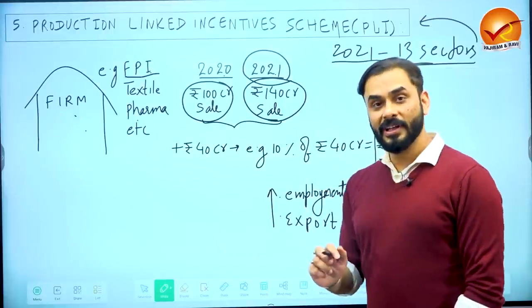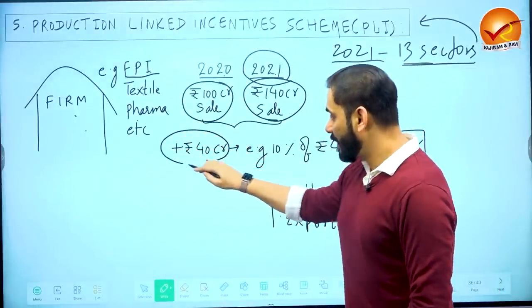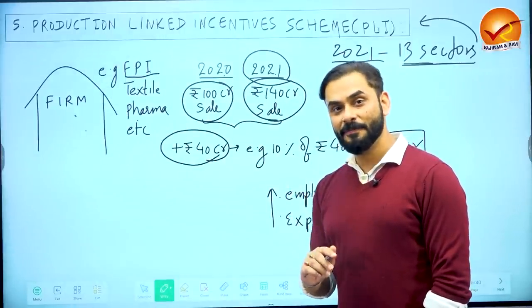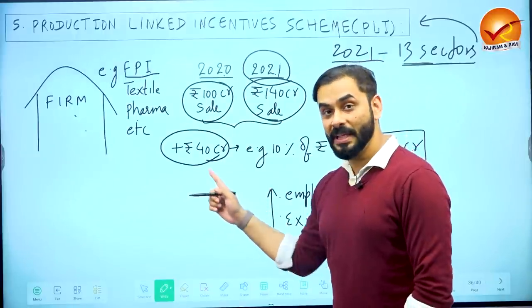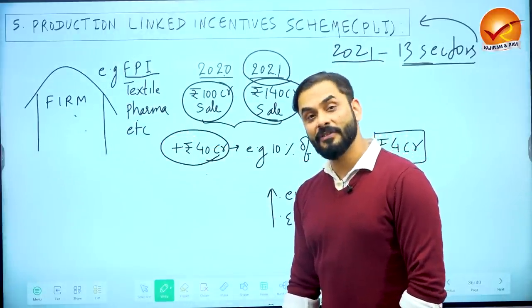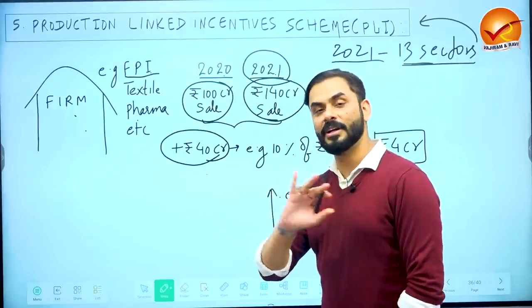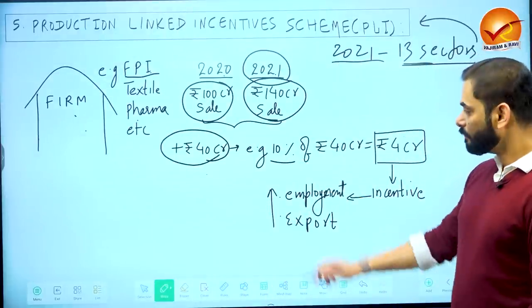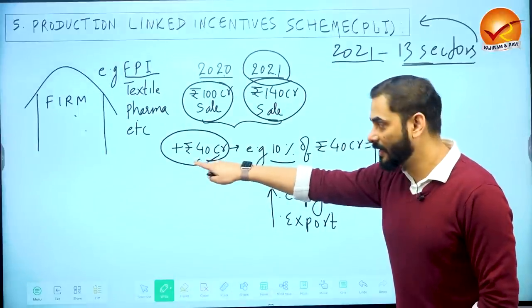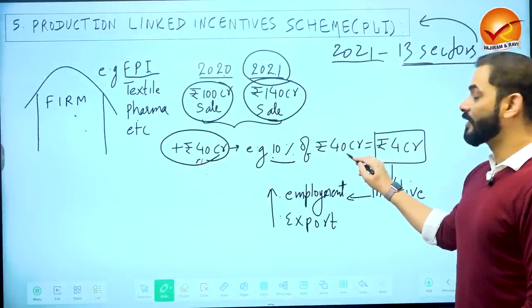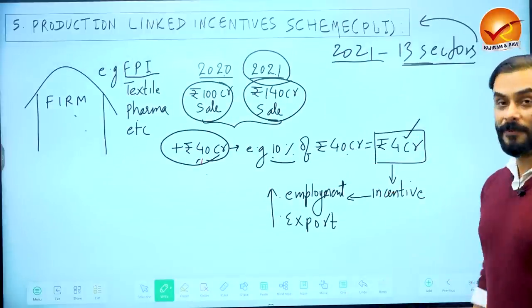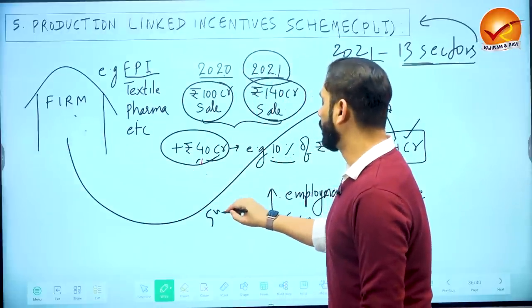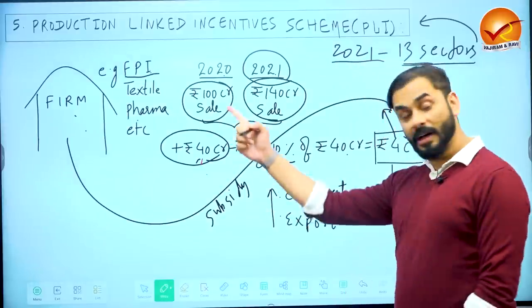Now, the government says that since your sale figure has increased by 40 crore, and the government feels 40 crore is a good increase, they announce that they are going to give some incentive to this ice cream factory. How much incentive will be given? Incentives could vary. It could be 4%, 5%, 10%, 11%, anything. For example, the government might say I will give you 10% incentive. How is the incentive given? Whatever is the extra sale, the extra sale is 40 crore. So 10% of the extra sale is calculated. 10% of 40 crore is 4 crore. This 4 crore is given to this food processing company as subsidy, in the accounts of this company.